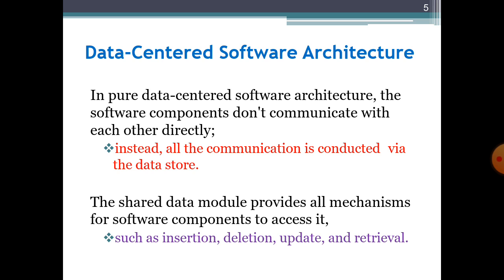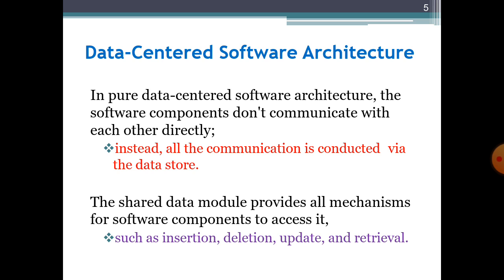So the shared data module provides all the mechanisms for software components to perform different operations, ranging from insertion, deletion, updation, and retrieval. These are different types of operations which can be performed by different components, and these components cannot directly communicate with each other. Instead, they communicate via the data store as well.